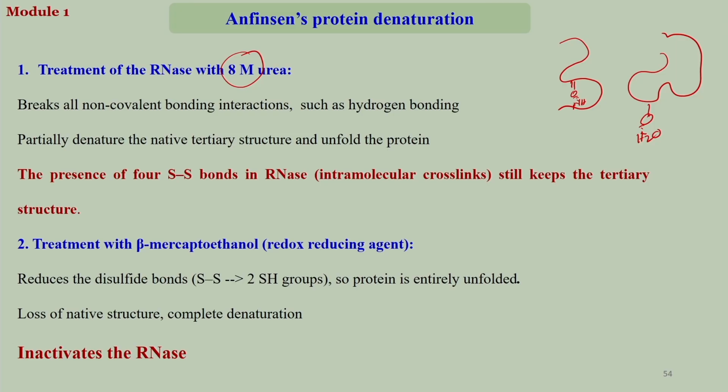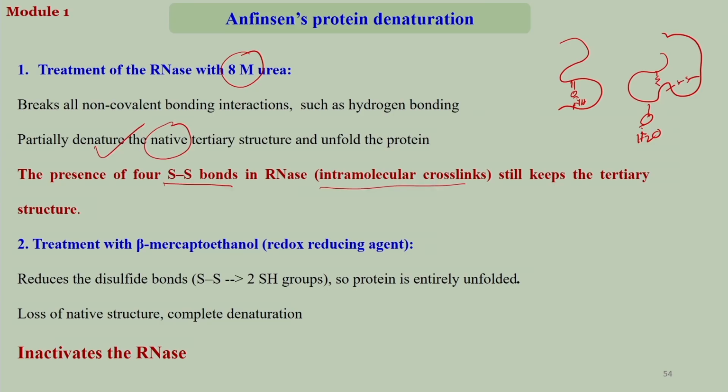At the same time, it will break all the charged interactions, all the other van der Waals interactions and the electrostatic interactions also, like the charged species lysine with the aspartic acid. Those kinds of interactions will all be broken by using urea. But still, once you destroy all the short range or long range bonding interactions, you still have retained the disulfide bonds. So, after treating with urea, it partially denatures the native tertiary structure.